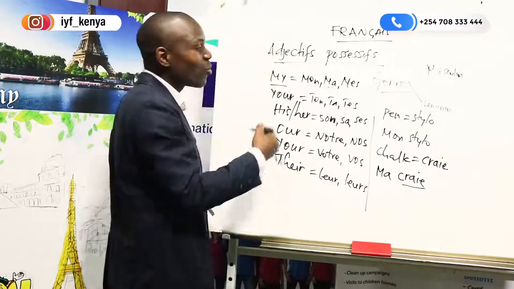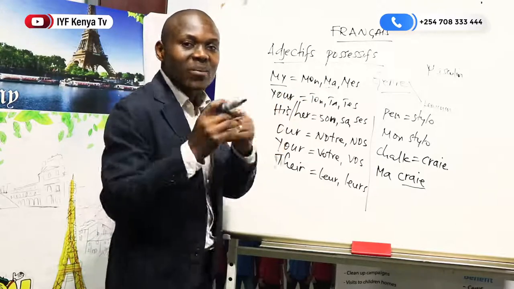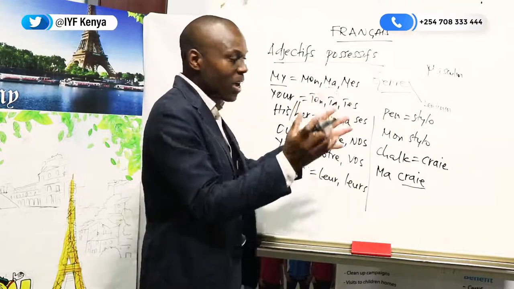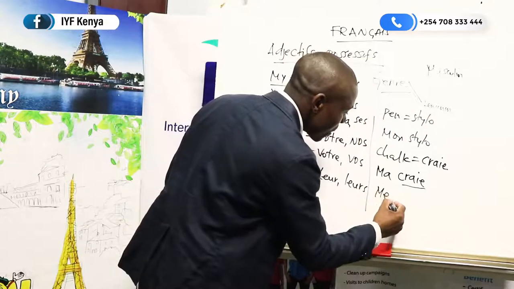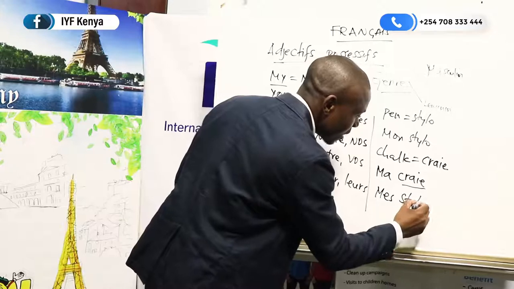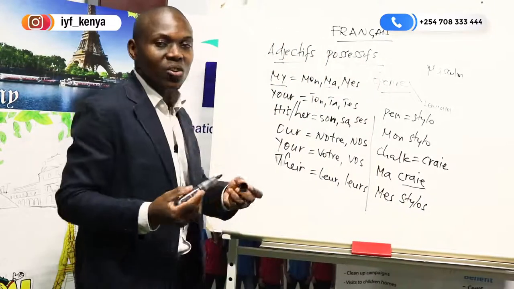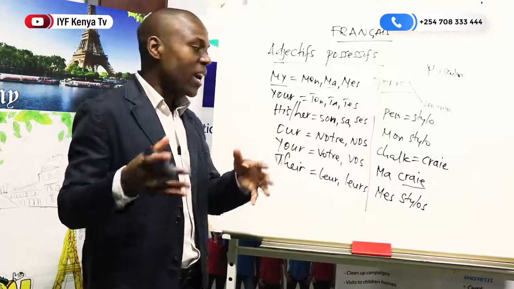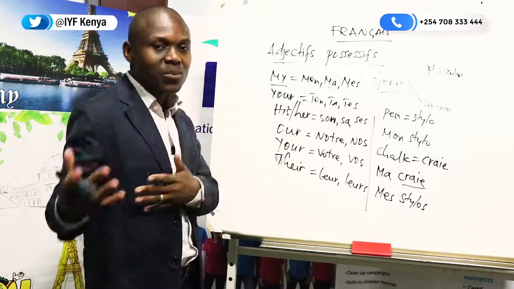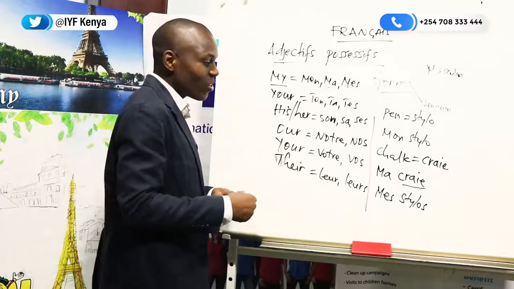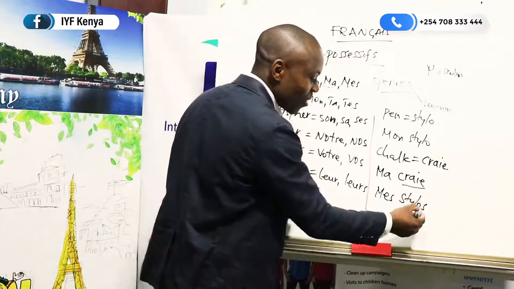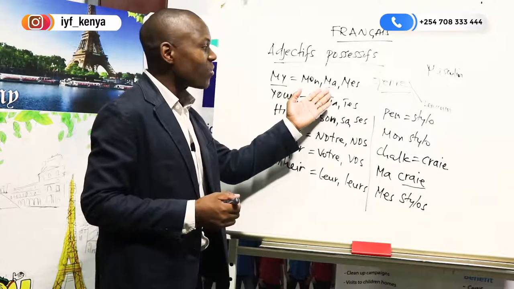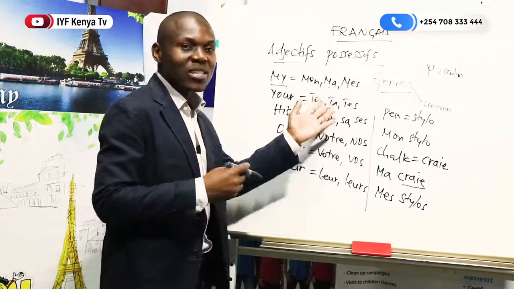And then the plural form. Let's say, for example, you have many pens. Those are my pens. Then you will have mes stylos, like this. Of course, in English, the general rule says the plural is made by adding an S, right? Even though we have exceptions, that's the general rule. In French, it is also the same. We have to add S at the end of that word. So mon is masculine, ma is feminine, and mes is both masculine and feminine.